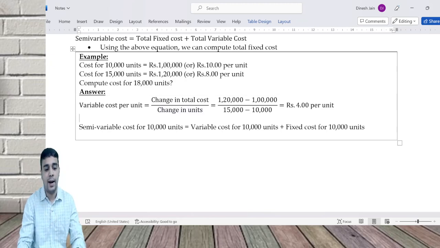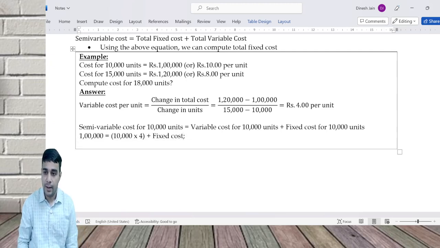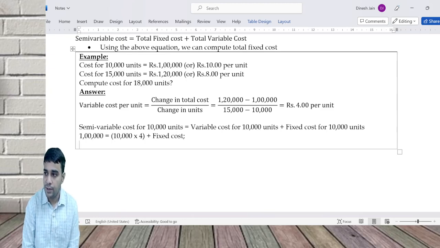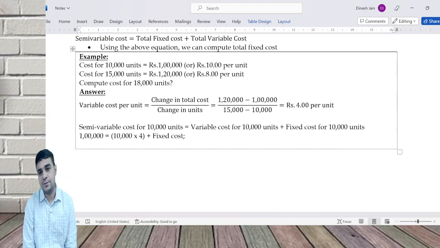So I can say now 1 lakh is equal to 10,000 into 4 plus fixed cost. Fixed cost is balancing figure. 10,000 into 4. 4 rupees is what you decided in your earlier calculation. 4 per unit was the number we got in the earlier computation. So 10,000 into 4 is the variable cost. Fixed cost is balancing figure.